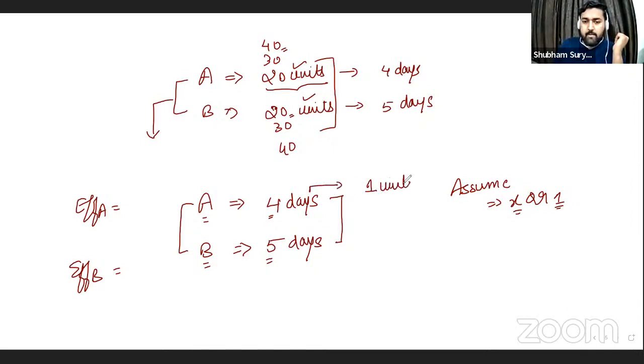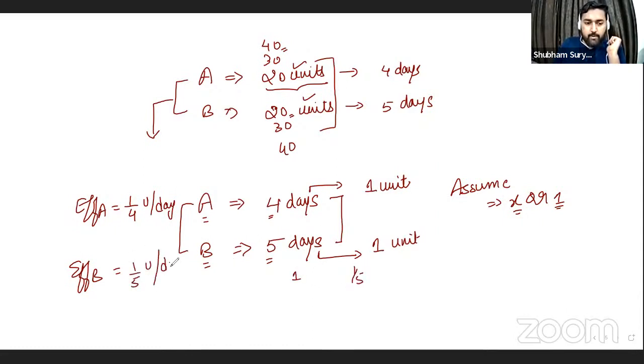And the same 1 unit of work is being completed by the person B in 5 days. If I assume the work of 1 unit, in that case, efficiency is going to be how much? 4 days, 1 unit of work. So every day the person will be able to finish 1/4 unit of work, right? If I talk about B, 5 days, 1 unit of work. So in every 1 day, he'll be able to finish 1/5 unit of the work.